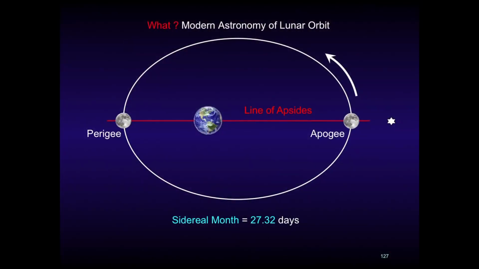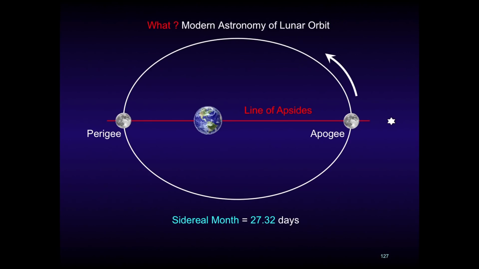This is the lunar orbit, and it's an ellipse, as we know in modern astronomy. I've exaggerated the ellipse there very much. It's much more like a circle, but it is elliptical. Apogee is the point when the moon is furthest from the Earth, and perigee when it's closest. Apogee is when the moon appears to be going slowest against the stars because it's furthest away, and perigee when it's going fastest.